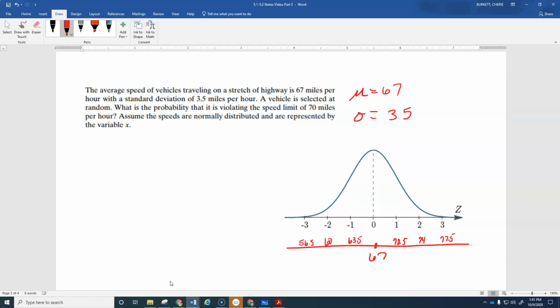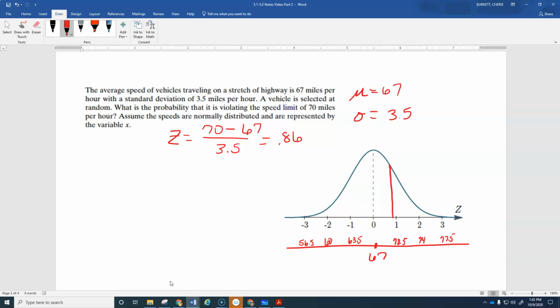Okay, so those are, and then they said 70. 70 is not exactly on one of those. So it's going to be right here before you get to 1, obviously. Okay, now if you use the z-table and you look it up, well, you'll need a z-score. So the z-score is 70 minus 67 divided by 3.5. That comes out to be 0.86. I told you it was a little bit before 1.